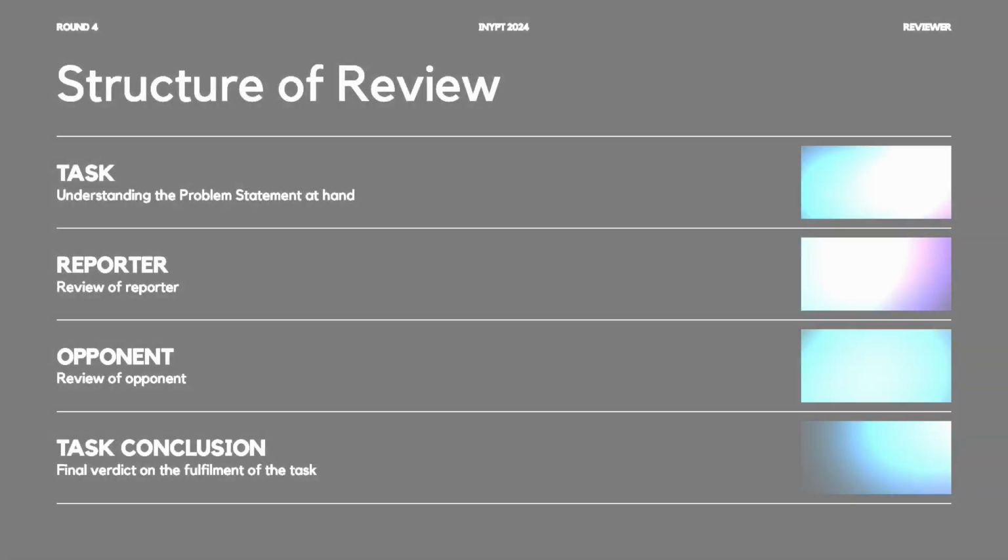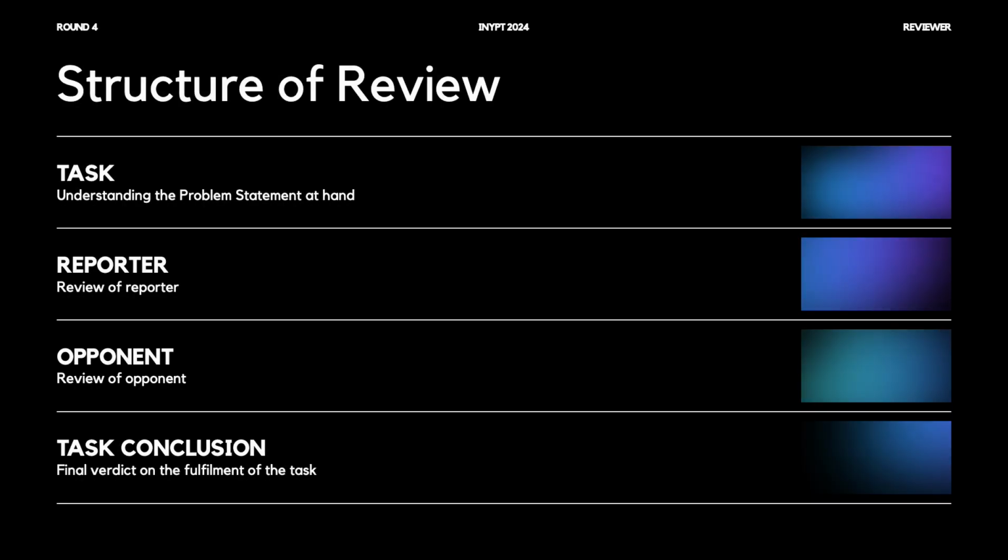So let us look at firstly the structure of the review. We'll firstly talk about the task at hand and we'll understand the problem statement. Secondly, we'll move to the review of the reporter and the review of the report. Thirdly, we'll move to the review of the opponent and the review of the opposing points. And lastly, we'll talk about the task conclusion, which will include the final verdict on the fulfillment of the task by both the reporter and the opponent.